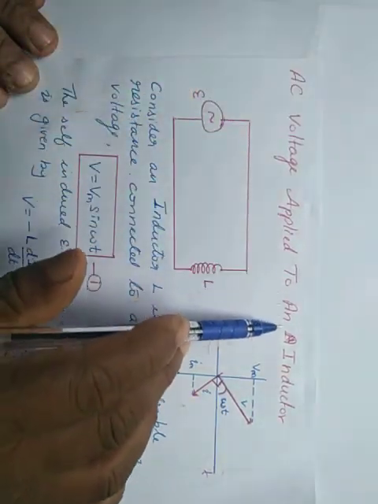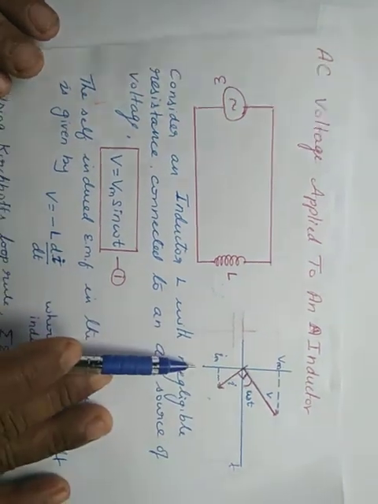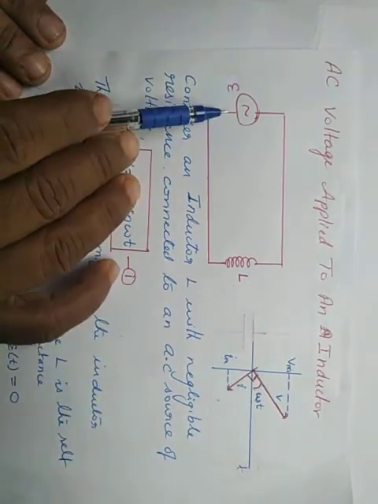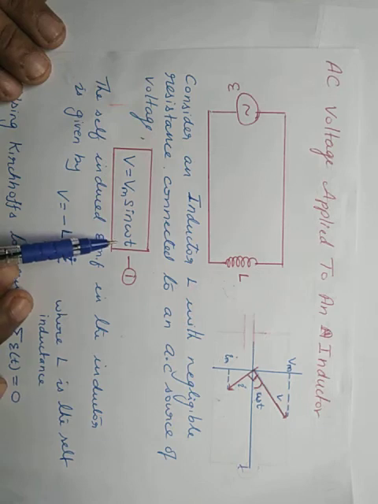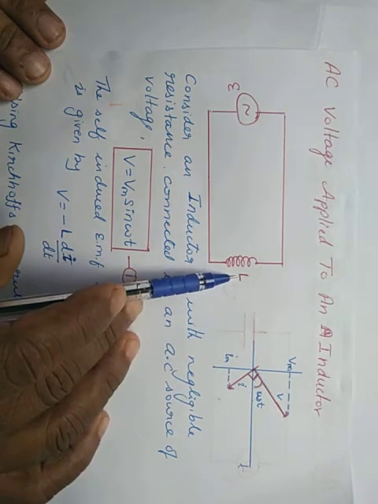AC voltage applied to a pure inductor. In the same way as the previous case, consider an AC source with the voltage V equal to Vm sin omega t, connected to the inductor L.